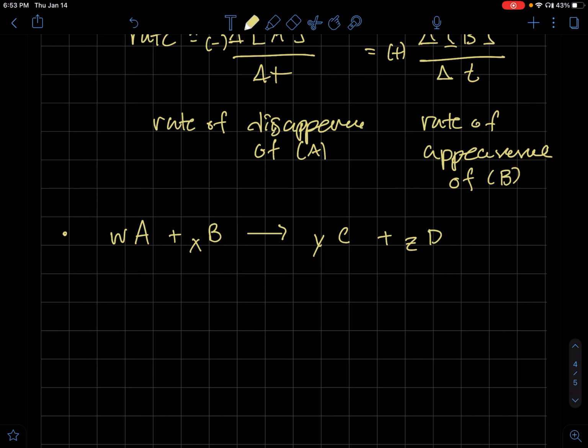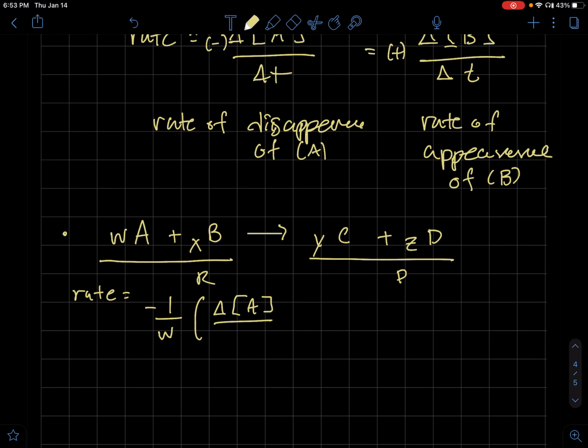So we have our rate, and we can do our first one. Since these are reactants and these are products, let's write the reactants first. So we can set it up as the rate is equal to the negative reciprocal, 1 over W, times the change in the concentration of A over the change in time.